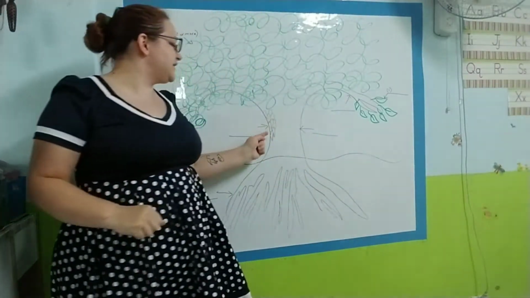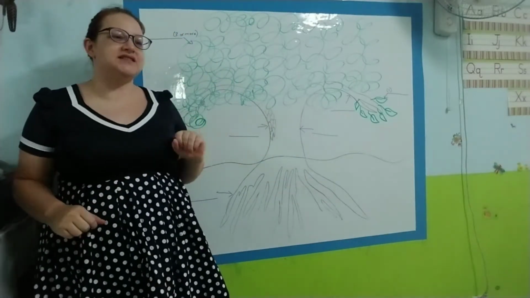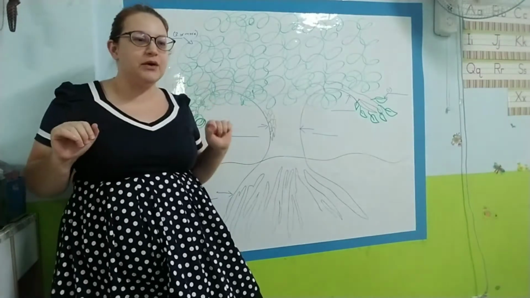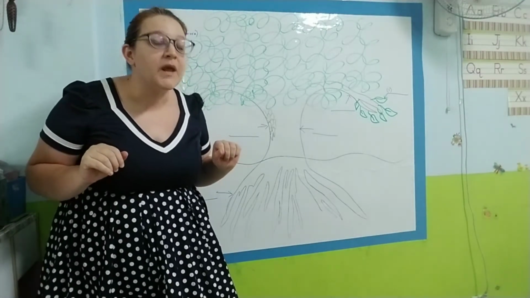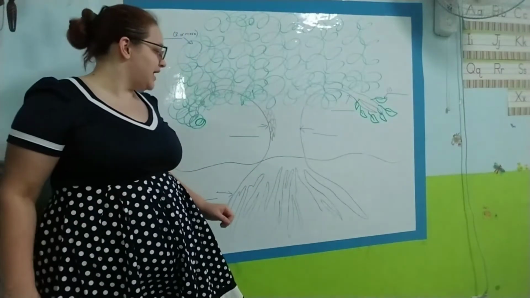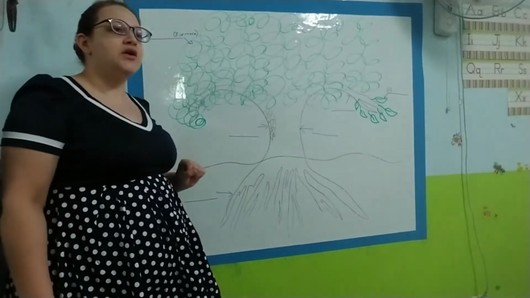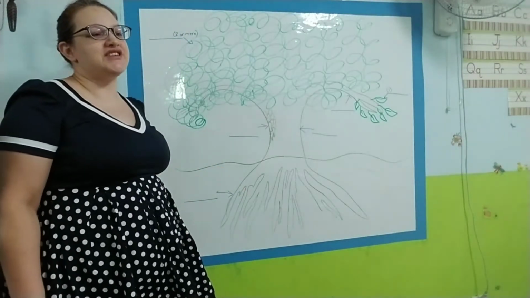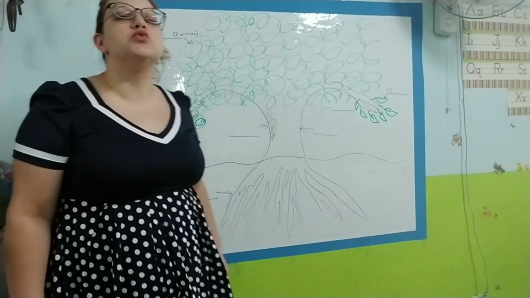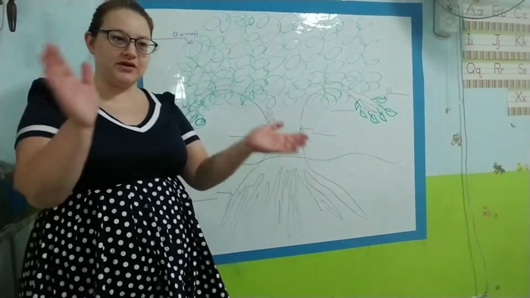Next up, we have something that grows on the outside of the trunk and protects the tree. Sometimes bugs live inside of it. What is it? Bark. And then finally, it's in the ground. What is it? And don't say it nicely. Nobody can understand that. Roots. Okay.